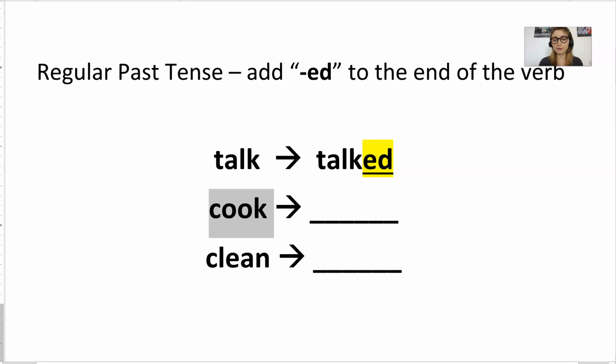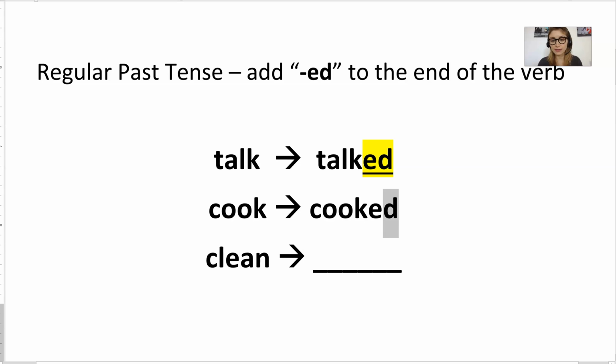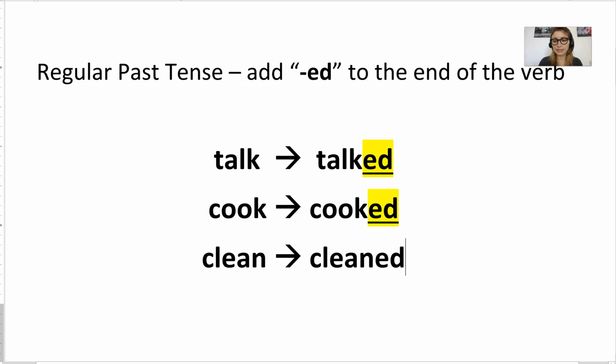Here we have the word cook. How do we change the word cook for past tense? Cooked. Again, we add ed to the end, and now we know we're talking about the past, not today. And the last example, we have the verb clean. How do we change it? Cleaned. We change it to ed, cleaned.